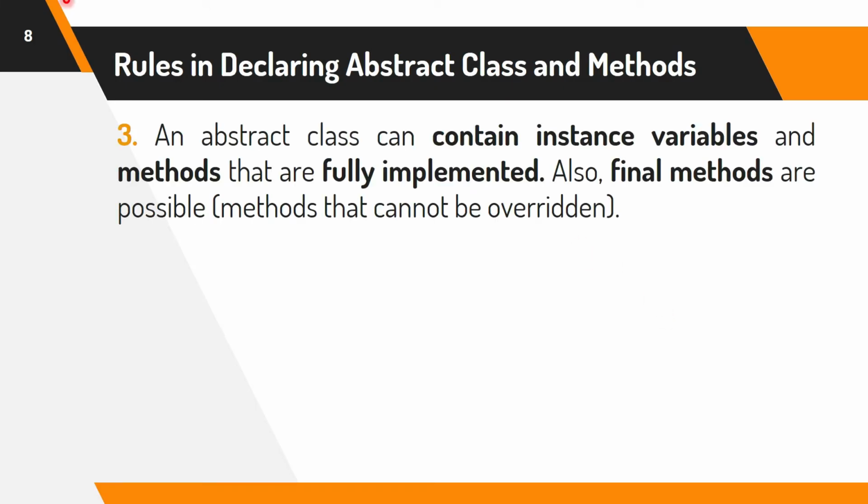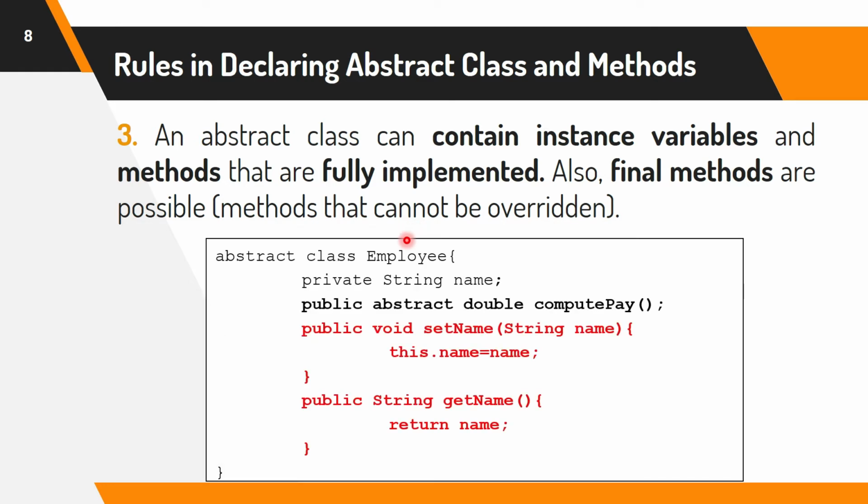Next, an abstract class can contain instance variables and methods that are fully implemented. Also, final methods are possible, so methods that cannot be overridden. So, katulad rin siya ng ibang class wherein we have instance variables and methods that are fully implemented. In this example, abstract class Employee has the instance variable name, and we have methods that are fully implemented, setName and getName. So, it is also possible.